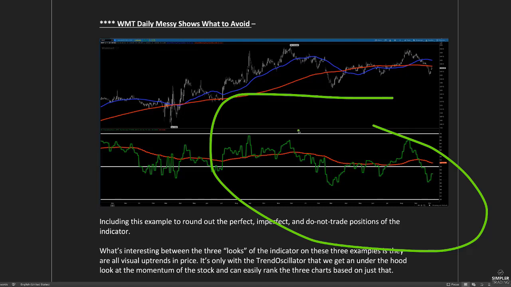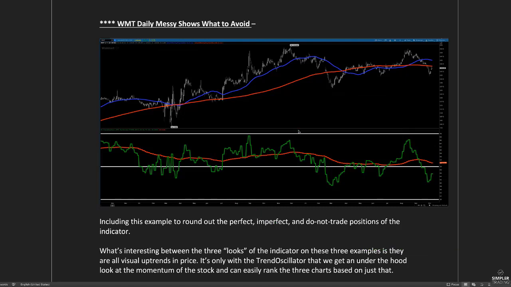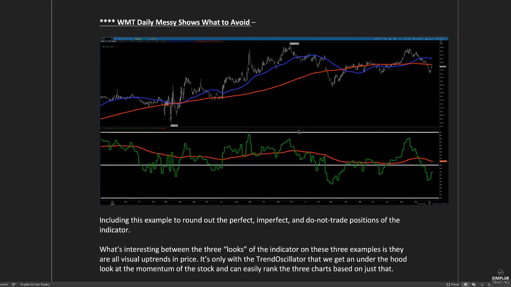So in a weird way, knowing what to avoid is actually as valuable, if not more valuable, than knowing what to play. And the trend oscillator, hopefully you can see it, very quickly shows you that you shouldn't be playing Walmart here as a trend.